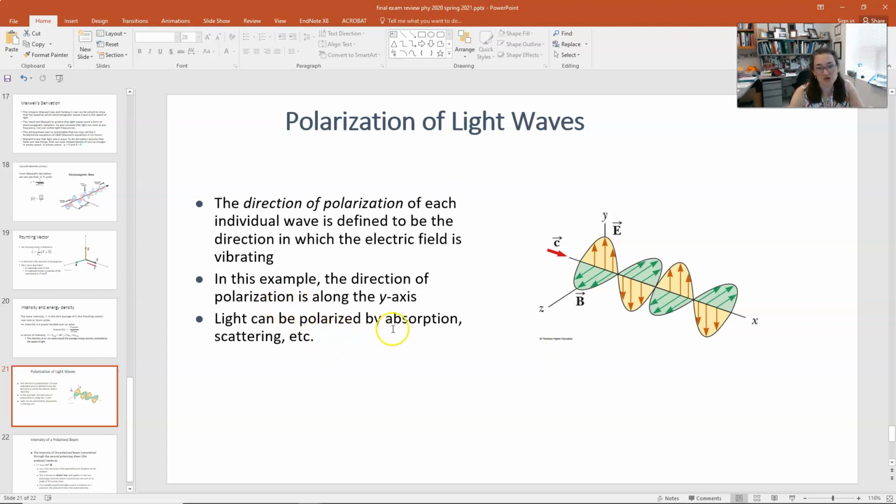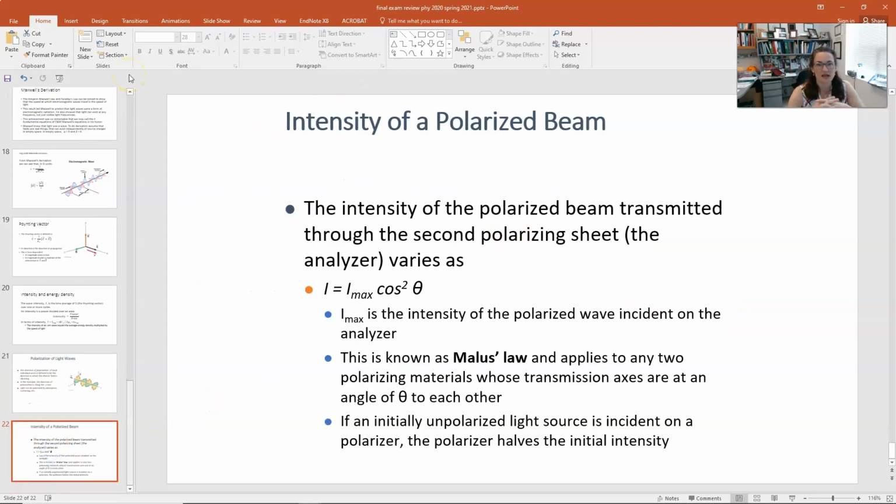All right, now, how do we polarize light? Well, light can be polarized through many of its interactions with matter. So it can be polarized through scattering, reflection, refraction. All of these processes can polarize light. Now, if you have a polarizer, okay, remember we talked about polarizers and did some demos in class, then what the polarizer does is it selects a certain orientation of the polarization. The intensity of a polarized beam transmitted through a second polarizing sheet varies as the cosine squared of the angle in between the two polarizers.